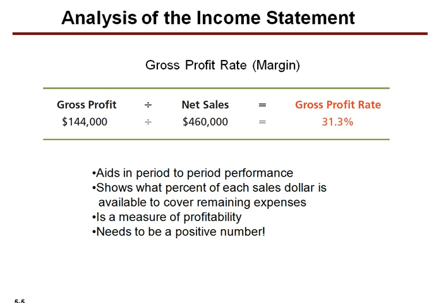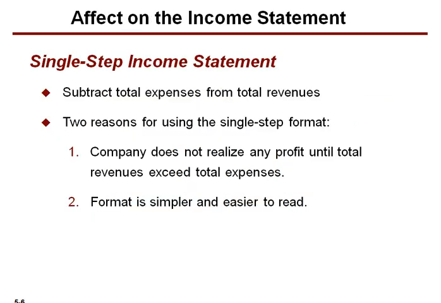How did you do on generating a profit from your sales? I think it goes without saying gross profit needs to be a positive number. You shouldn't be buying inventory and selling it for less than you paid for it. Sounds like a bad idea, doesn't it? So that completes our analysis of the multiple step income statement.